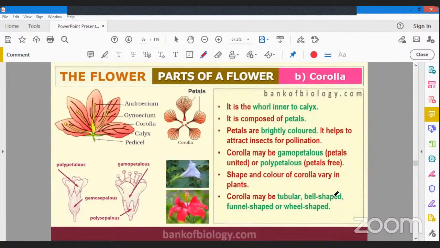The petals may be fused or united, then it is called gamopetalous. If they are free, they are called polypetalous. The shape and color of the corolla will vary in plants. The corolla may be tubular, bell shaped, funnel shaped, or even wheel shaped. So take it down.